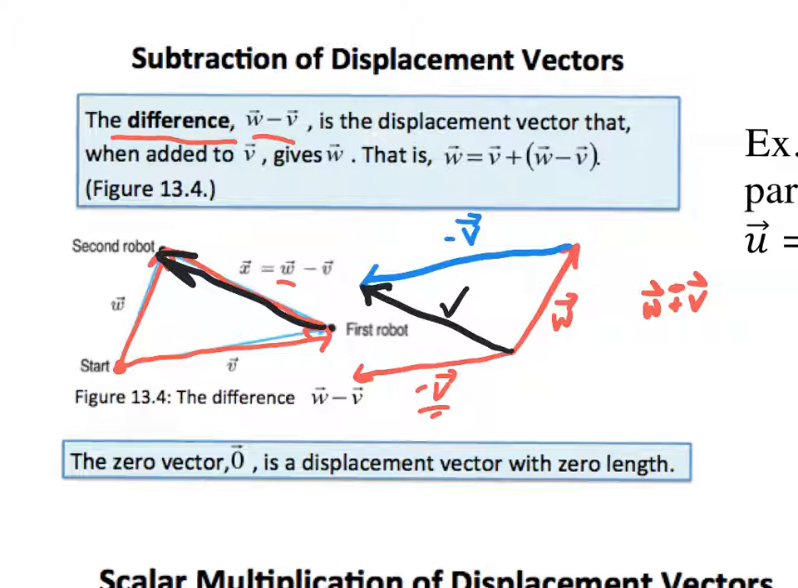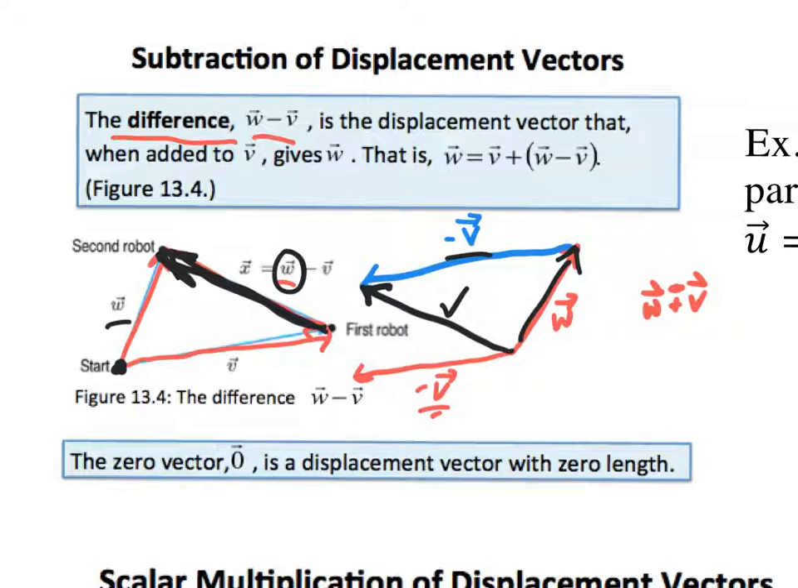Okay, so a lot of different ways to do this, but if you want to find the negative V, you can go the tip to tail method. Otherwise, if you want to do this method, you can just do your two tails together and then make sure that your tip finishes with the vector that's positive here.